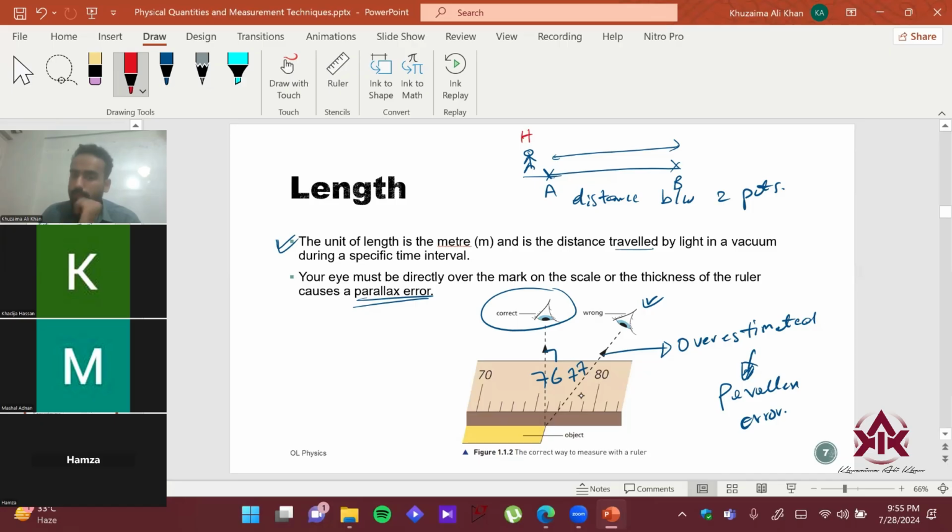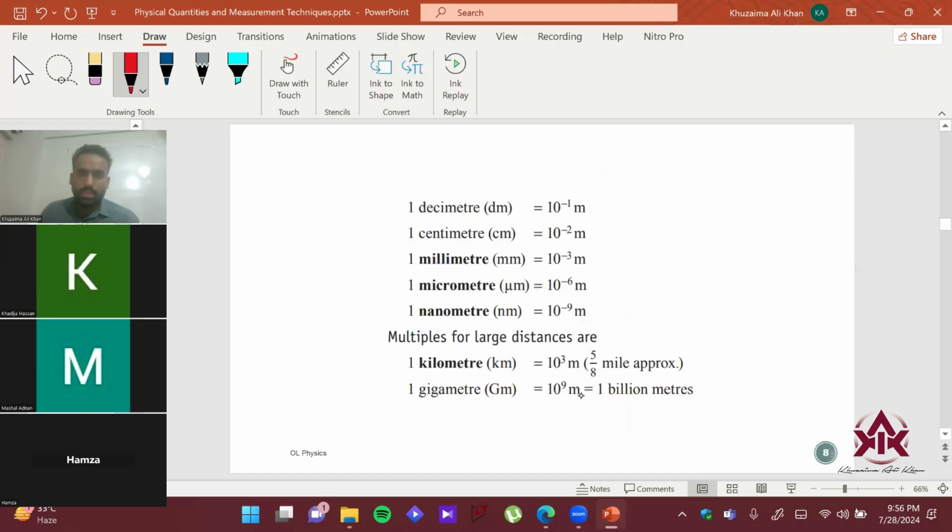It is a human error which occurs when your eye is not directly on the point and you overestimate the quantity. Yeah. So you want to place your eye perpendicularly to the reading. If your eye is at a particular angle from the reading, you can have some deviations. You can either overestimate or underestimate the answer, which will introduce some uncertainties and inaccuracies in your answer.